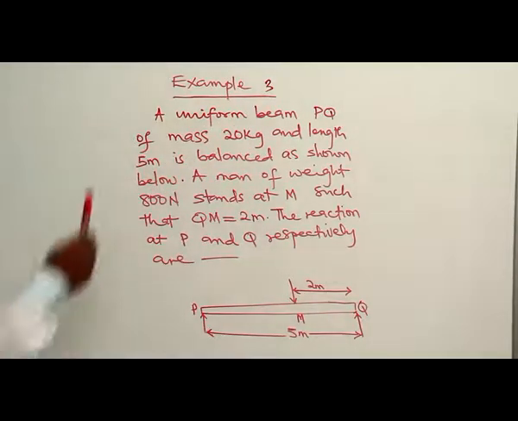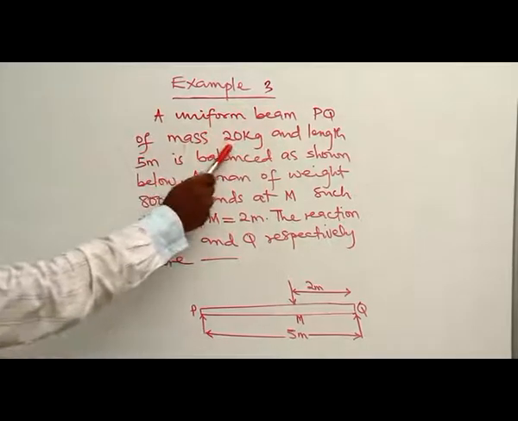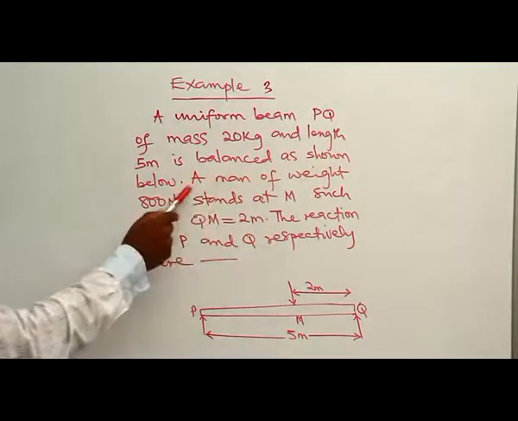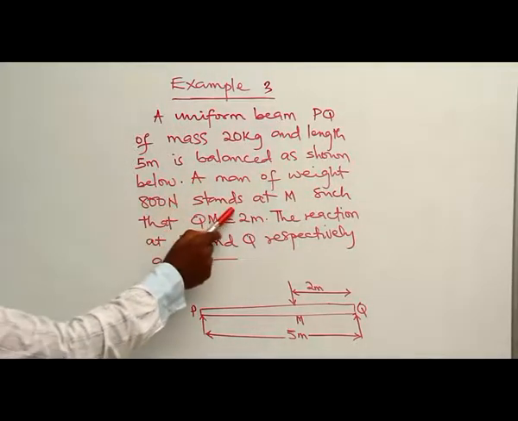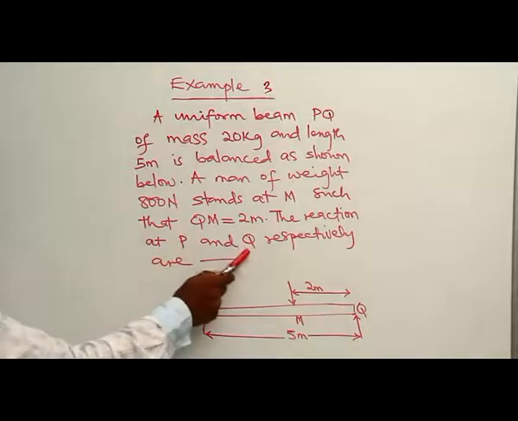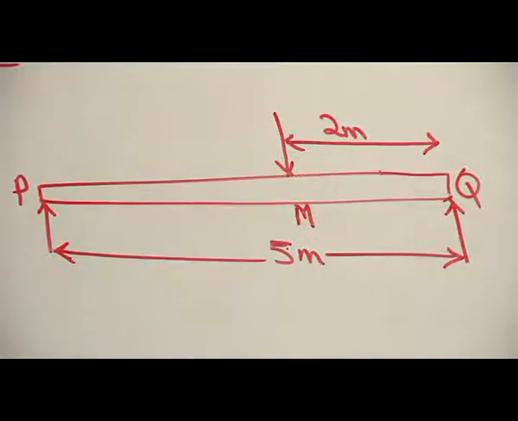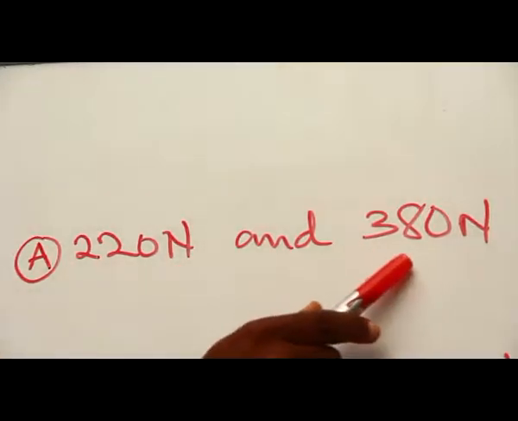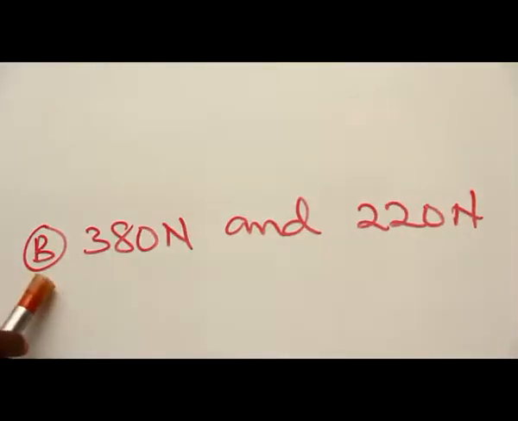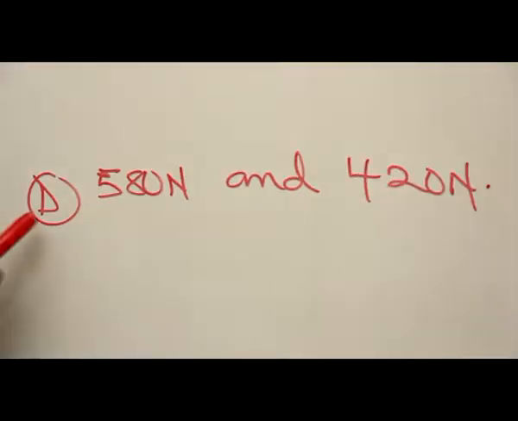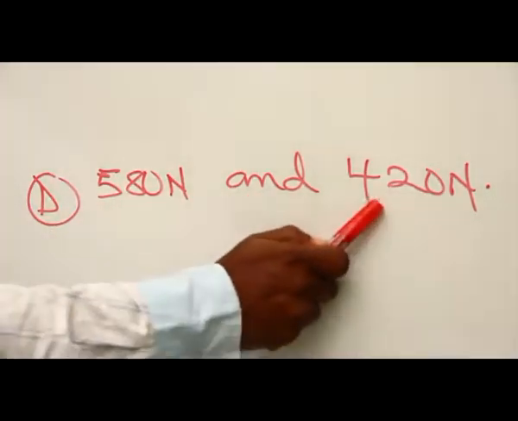Example 3. A uniform beam PQ of mass 20 kg and length 5 meters is balanced as shown below. A man of weight 800 Newton stands at M such that QM is equal to 2 meters. The reactions at P and Q respectively are dash. And this is the diagram. Option A, 220 Newton and 380 Newton. B, 380 Newton and 220 Newton. C, 420 Newton and 580 Newton. And D, 580 Newton and 420 Newton.